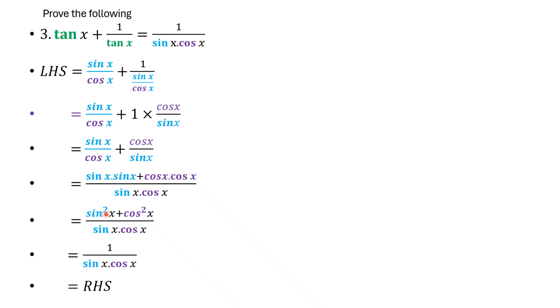That gives me sin squared x plus cos squared x over sin x times cos x. And sin squared plus cos squared then becomes 1. So equals 1 over sin x times cos x, which then equals my right hand side. So that identity is proven. Let's look at the fourth problem.